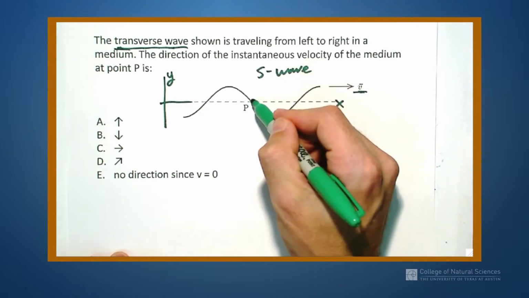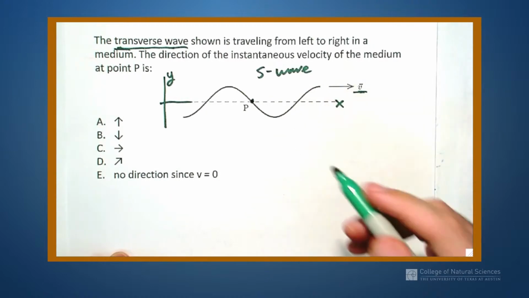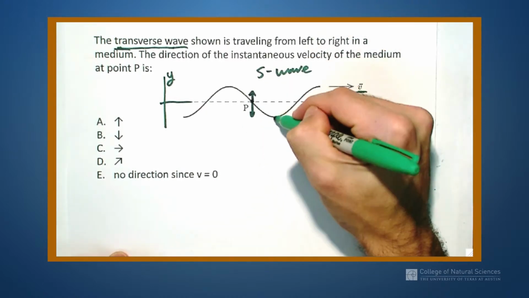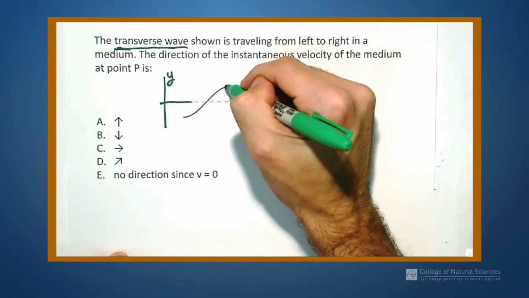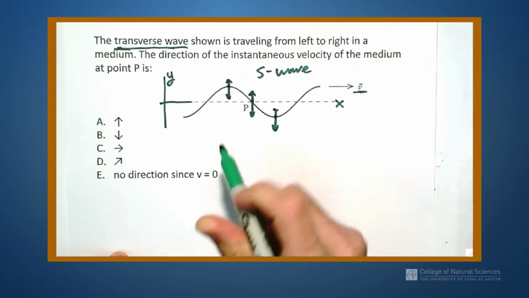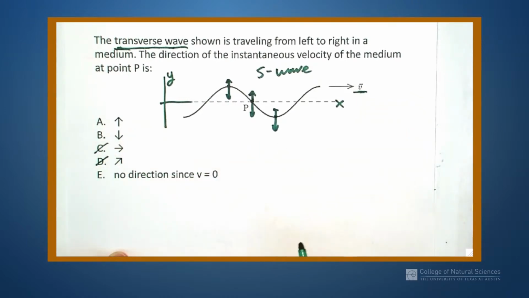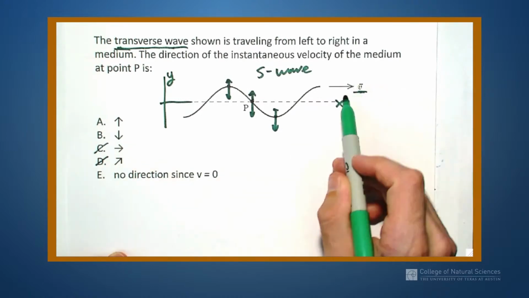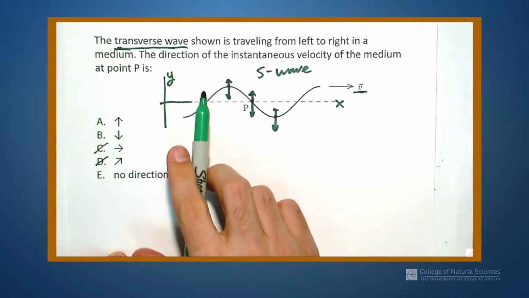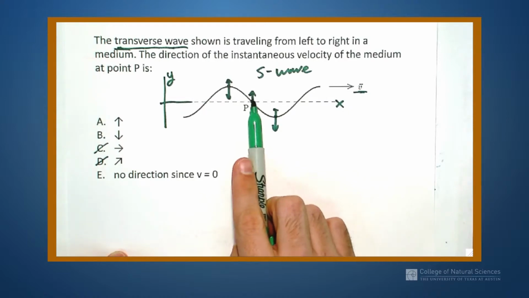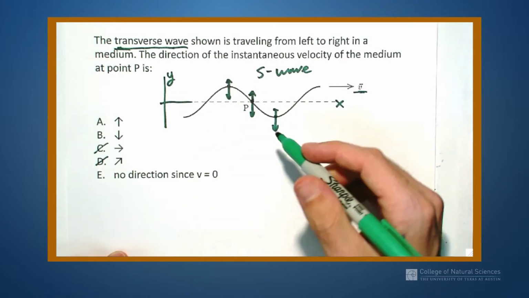And really what's happening is that this point right here, because it's a transverse wave, is only allowed to go up and down. This point right here is only allowed to go up and down. These points right here are only allowed to go up and down. So we have to ask ourselves, are we going up or down in this case? So I can eliminate forward or up and forward because there is no forward direction. The velocity is forward, but that's where it looks like this peak is traveling. It's not where the actual points are traveling.